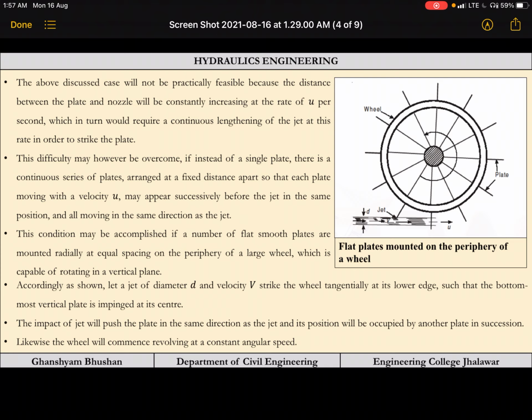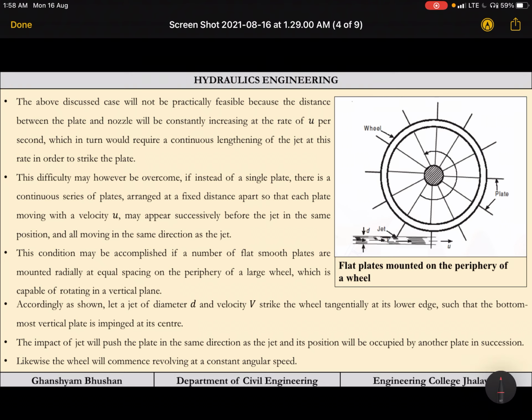So how are we going to ensure this kind of arrangement? Instead of one plate, we make an arrangement that is going to rotate in this direction. This is our jet, so the horizontal velocity here will be u. The arrangement will be such that whenever a plate comes in at 90 degrees, the velocity will be u.